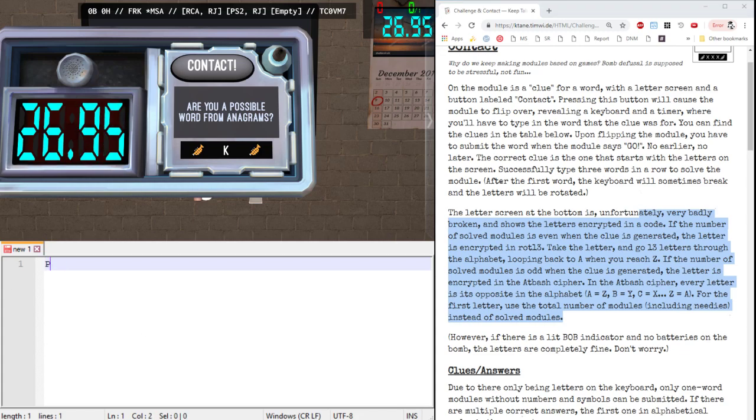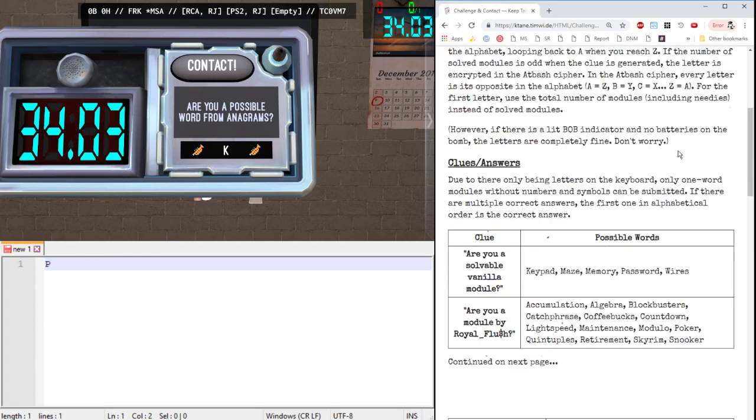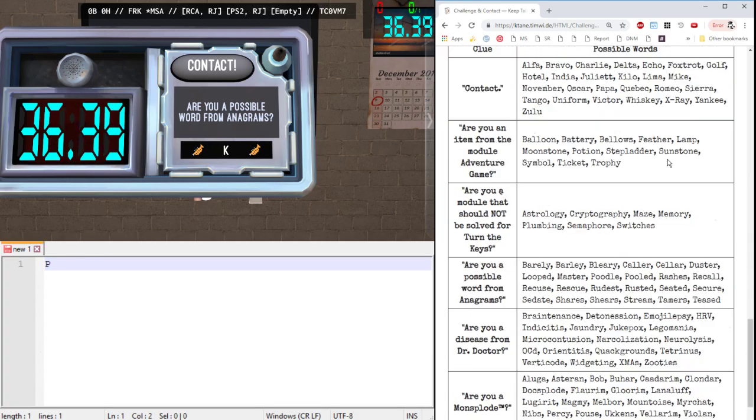If you've played anagrams, you might know this one off the top of your head, or think you do. I'm blanking, actually, so I'm going to have to ask my expert to look it up. Possible word from anagrams, P.